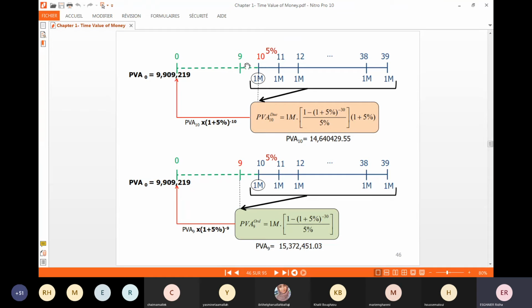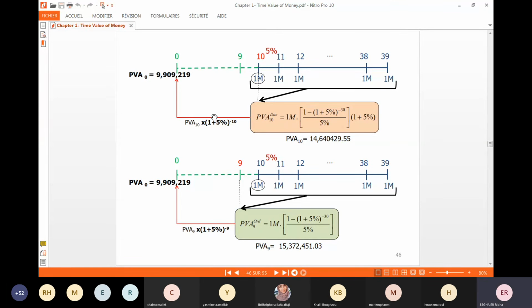Now, in the general formula of the annuity, what is the present value of all these A's today at date 0? Here we have 3 methods to compute the present value. We can discount each amount separately. From 10 to 0, we discount the first one during 10 years. The second one is multiplied by (1 plus 5%) to the power minus 11. Then 1 million times (1 plus i) to the power minus 12, etc. We do it 30 times.